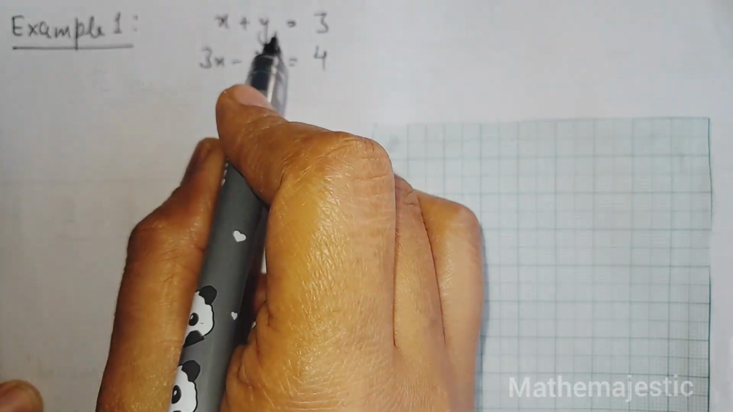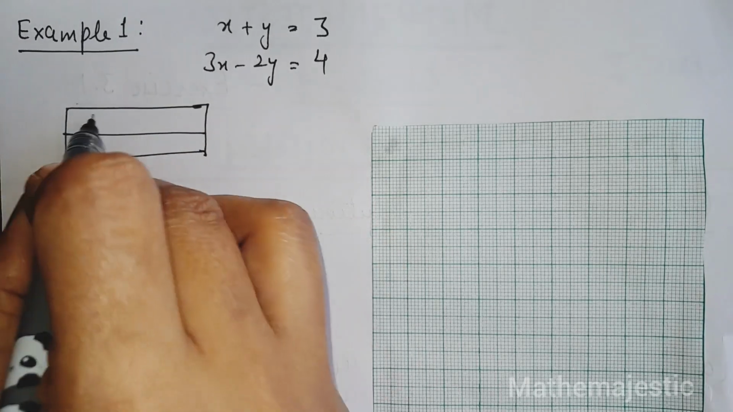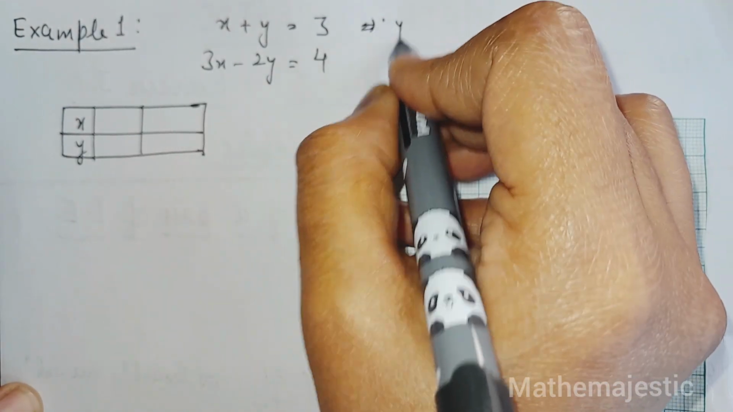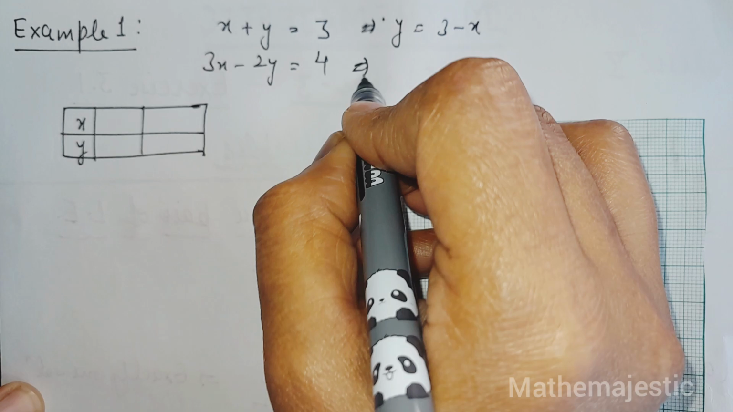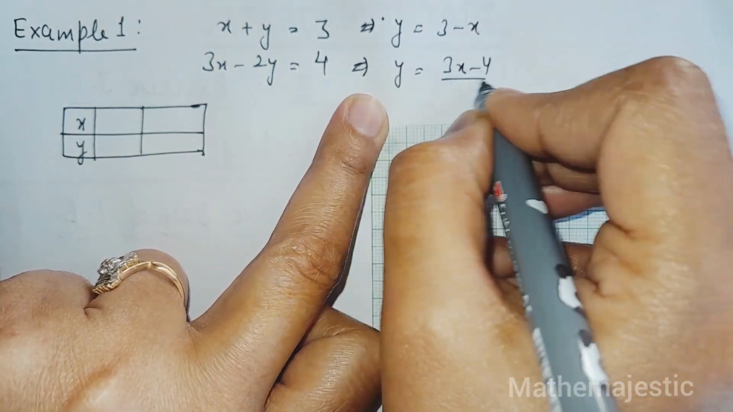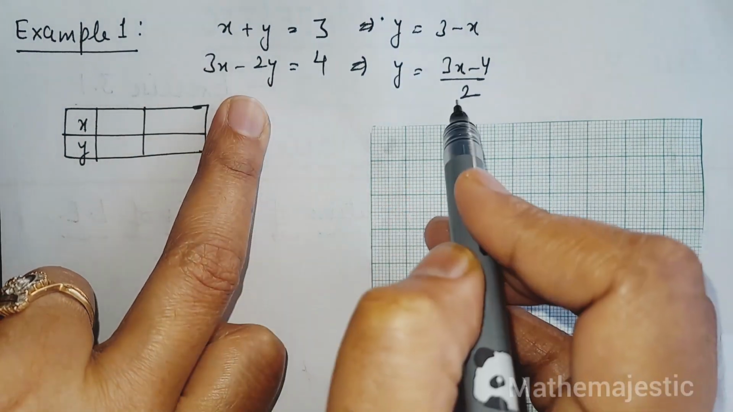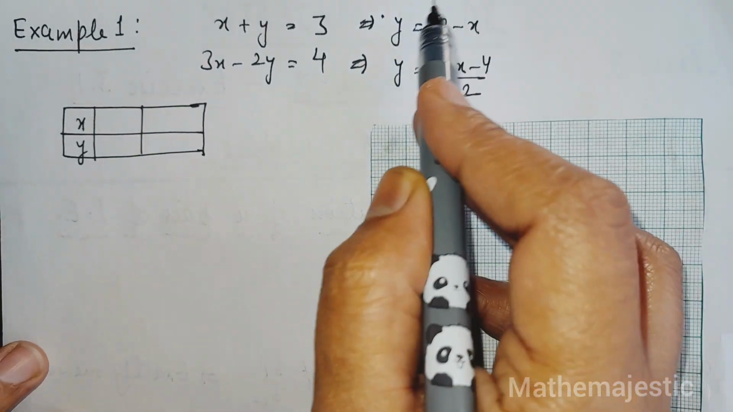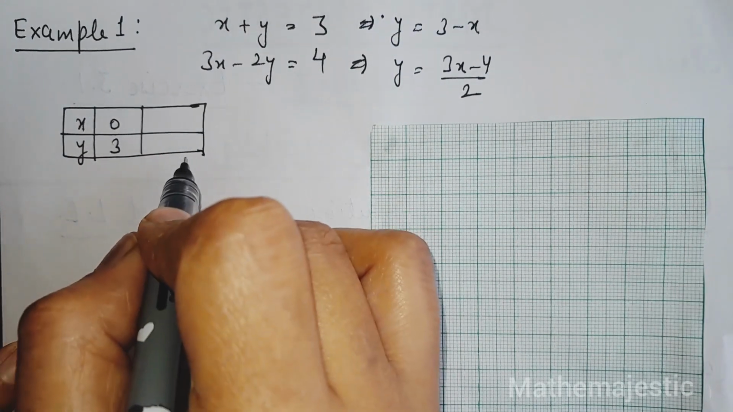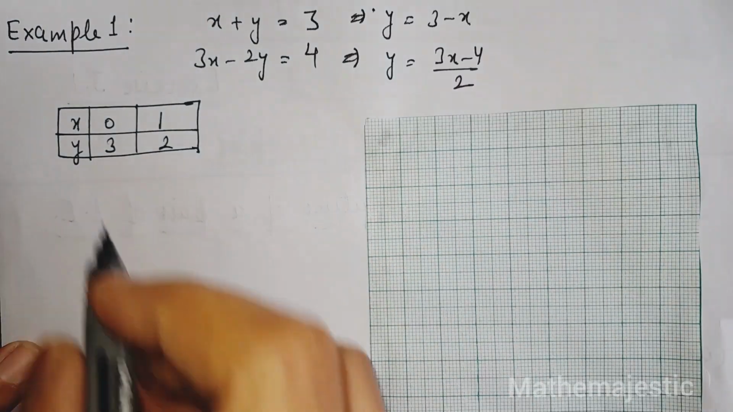So to represent the graph, first we have to make a table of x and y. From the first equation you can write y as 3 minus x, and from the second equation the value of y will be (3x minus 4) by 2. We shift this to y: 3x minus 4 will be equal to 2y, and 2 we take in the denominator. In the first equation, if we take x as 0, y will be 3 minus 0, that means 3. And if we take x as 1, y will be 2. So simply we got this.